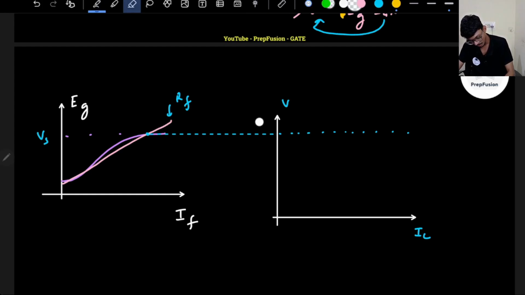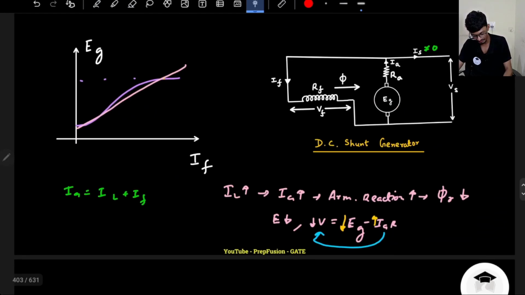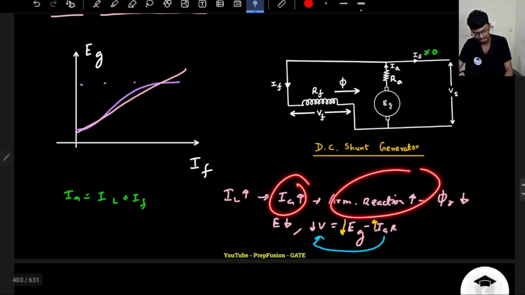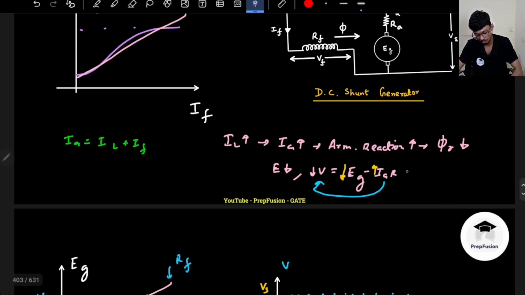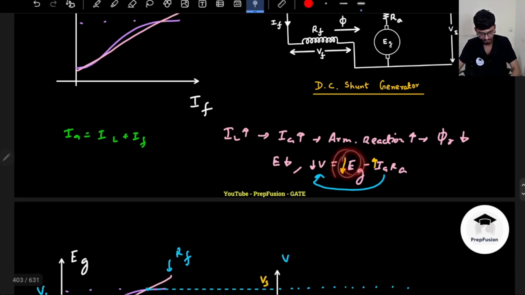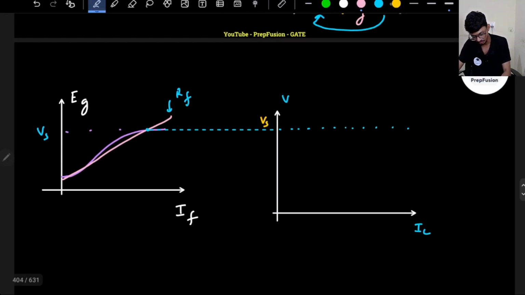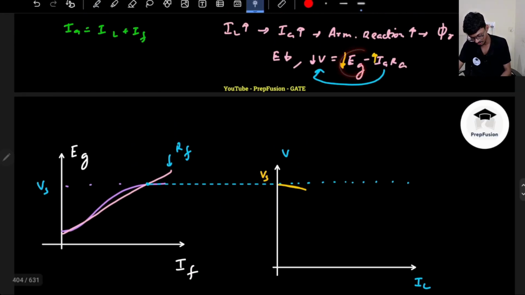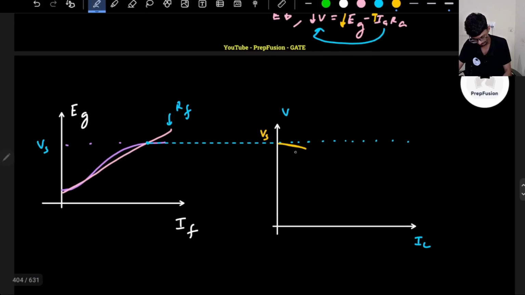Now as the load is increased, what have I discussed? The load current will increase, armature current will increase, so the armature reaction will be more, there will be more drop due to IRA, and of course the generated EMF is reducing. So the voltage waveform will be somewhat like this, it will slightly reduce. It will not follow the straight line. If IA is increasing, it will reduce from Vs, the no load voltage. After a certain point, there will be a point of inflection.